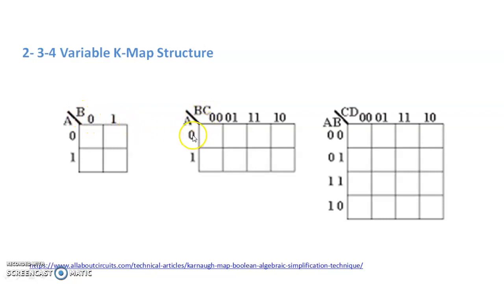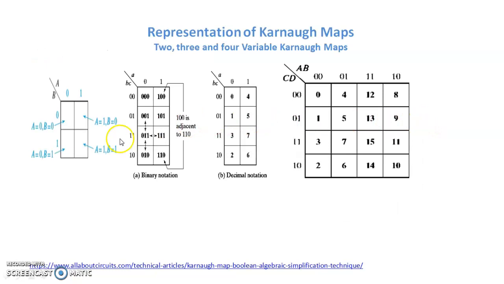For A, B, C, it is represented using 0, 1, and B and C are 0 0, 0 1, 1 1, 1 0. As per the gray code format, we represent that particular K-map structure. So A, B, C, D, this is 4 variable K-map structure. It is represented like this way: 0 0, 0 1, 1 1, 1 0 for A, B. For C, D, it is 0 0, 0 1, 1 1 and 1 0. This is the representation of K-map for 2 variable, 3 variable and 4 variable.